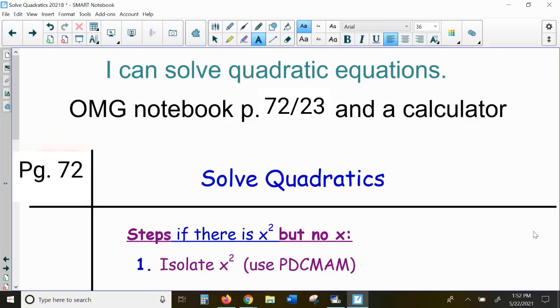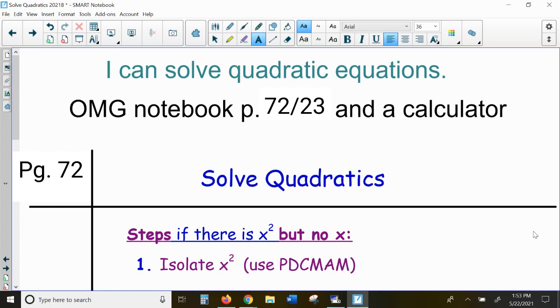So it is still the same learning target of I can solve quadratic equations. So once again, we have learned how to solve quadratic equations by graphing them. We have also learned by factoring them. And now we're going to learn how to do them using the quadratic formula.